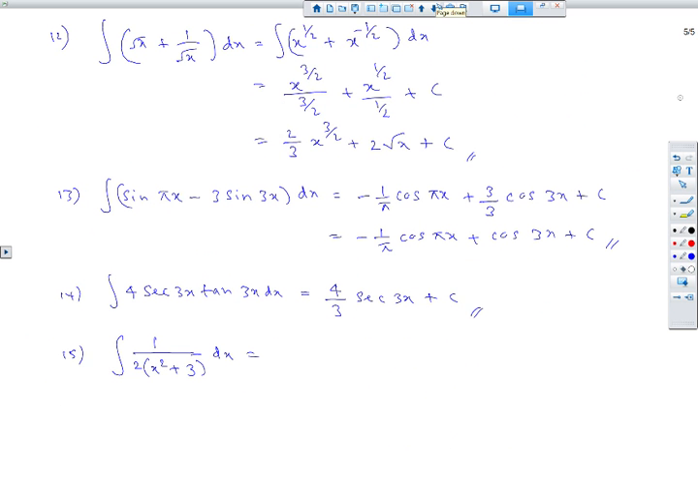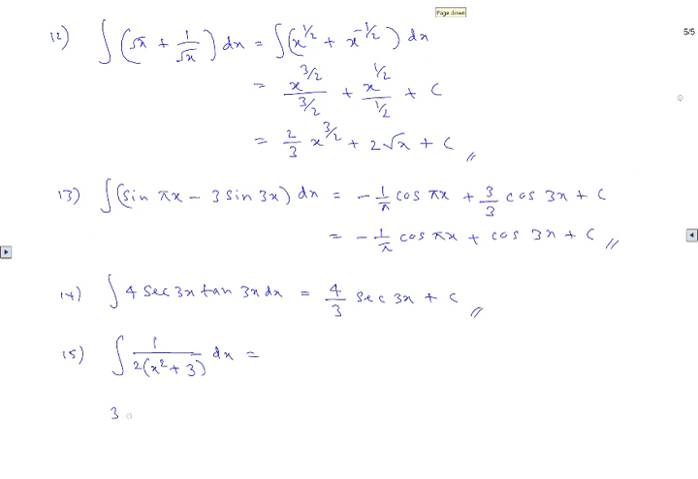So what is a here? You can write 3 as square root 3 squared, so a equals square root 3. The 2 is just a constant. So 1 over a, with the 2, is 1 over 2 square root 3, and tan inverse x over a means x over square root 3, plus c. So this should be enough, and you can see that it's not that difficult. You can just think backward and get the answers.